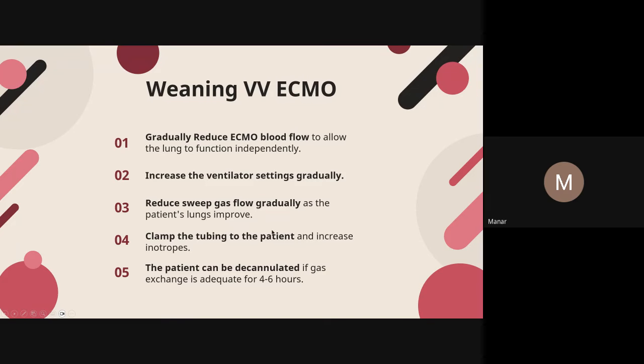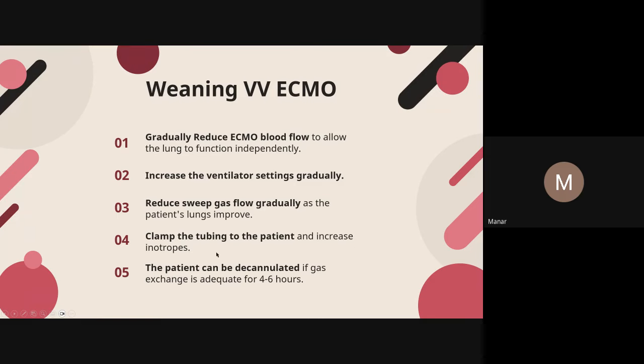But we're going to clamp the tubing to make sure that the patient can, in fact, function on their own. The lung is fine, the heart is fine, they're back to semi-normal, they can function without the machine. If the patient is stable for 4 to 6 hours, they can be decannulated.